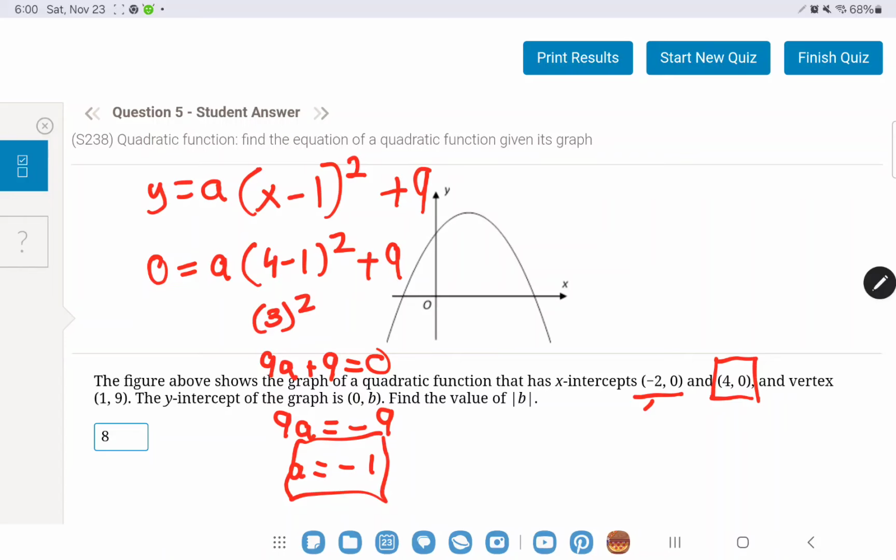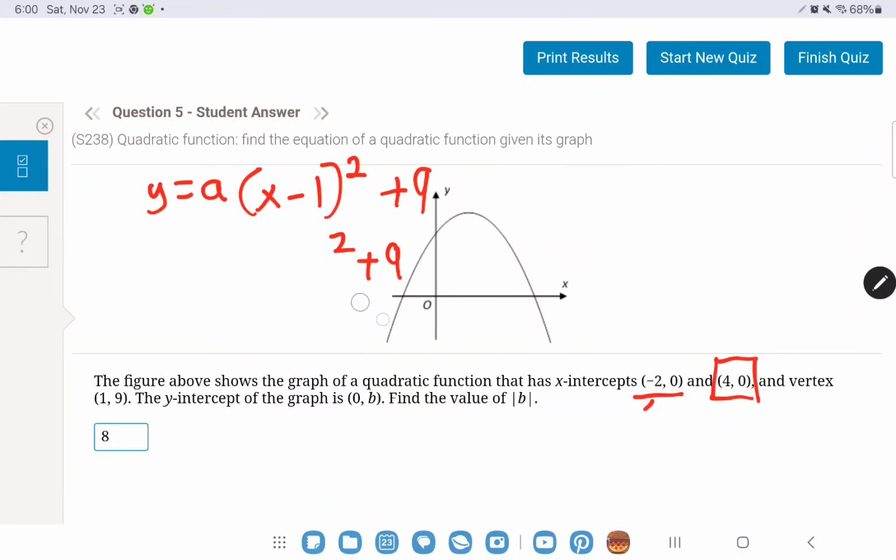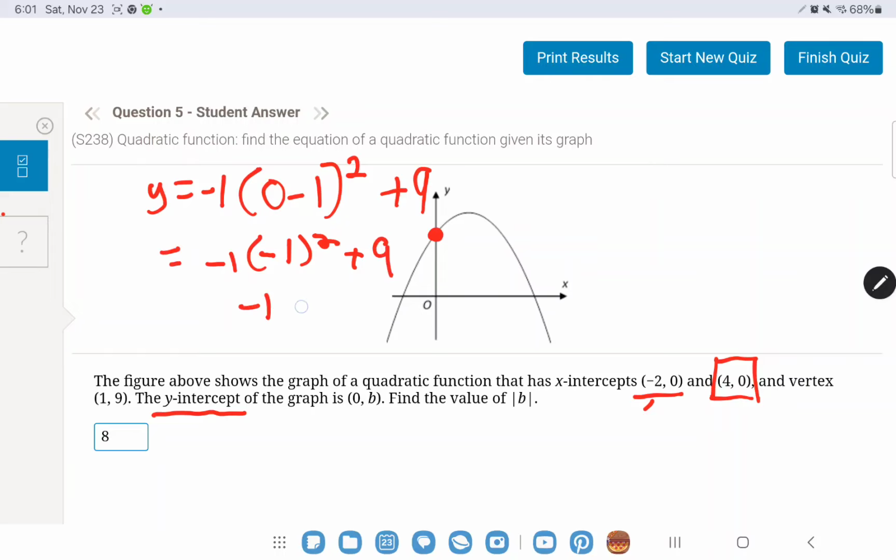We did this already. Now we're going to remove all of this because we found a, and you replace the a here by negative 1. Now they're asking for the y-intercept. What does y-intercept mean? It means when x is 0, what is y? So we replace the x with a 0. You're going to get this equation. Now we solve it. So negative 1 squared into negative 1 plus 9 gives you negative 1 into 1 is negative 1 plus 9. Answer is 8.